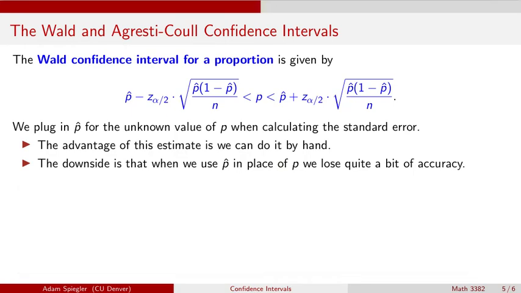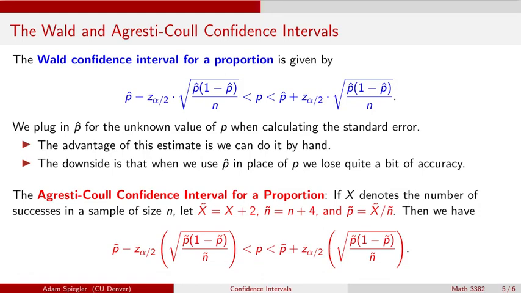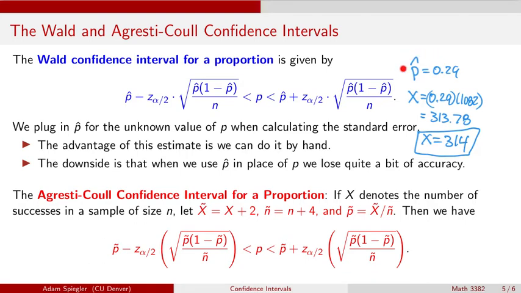And so another method which is a little bit more accurate is what's called the Agresti-Coull confidence interval for a proportion. It's going to be very similar to the Wald confidence interval, just our point estimate and what we plug in for the population parameter when we calculate the standard error is going to be an adjusted sample proportion. So if we let x denote the number of successes in our sample, which in this case we have a sample proportion of 0.29, then x would be the 29% of the sample of 1,082 people that said they were not planning to get vaccinated.